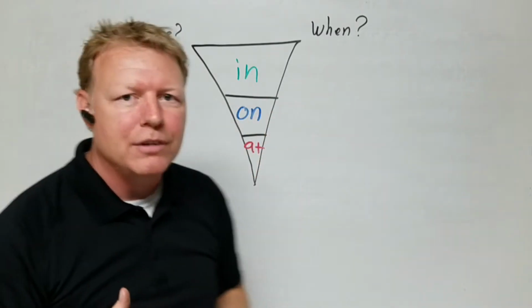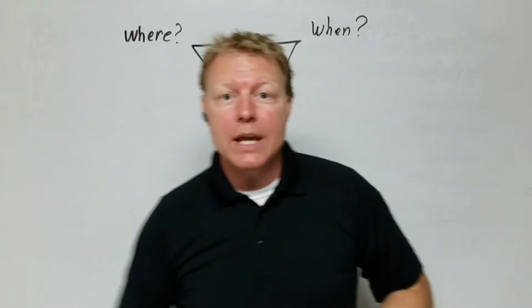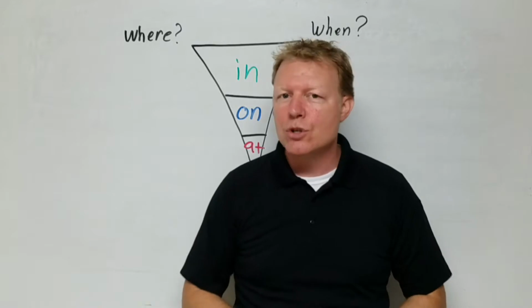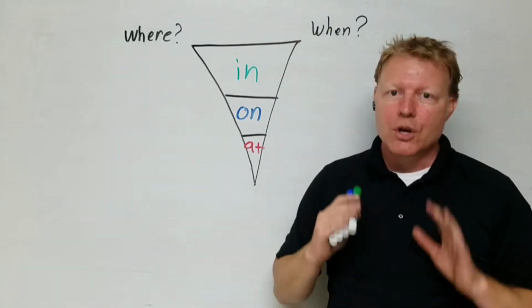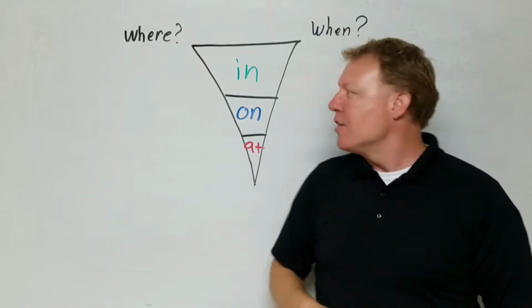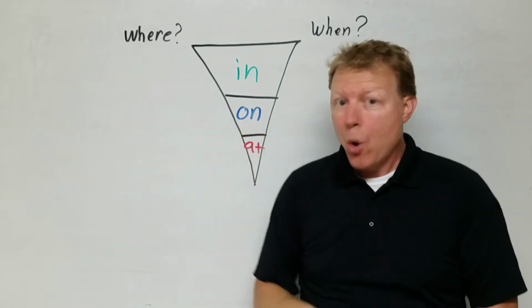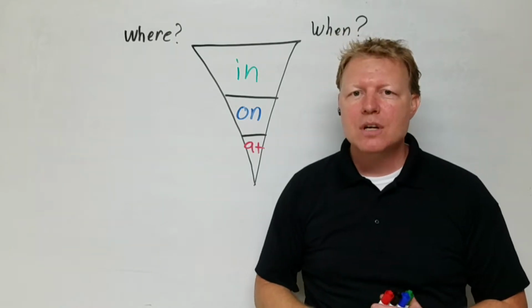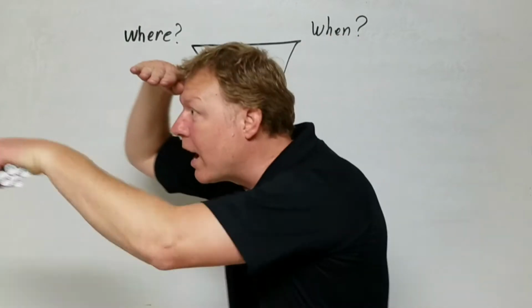So let's think of looking at a map of the world, okay? We're looking at a map of the world when we answer the question where. Now that's an important note. We have to remember that when we're using the in, on, at triangle to answer the question where something happens, that does not mean we're on the ground looking around.